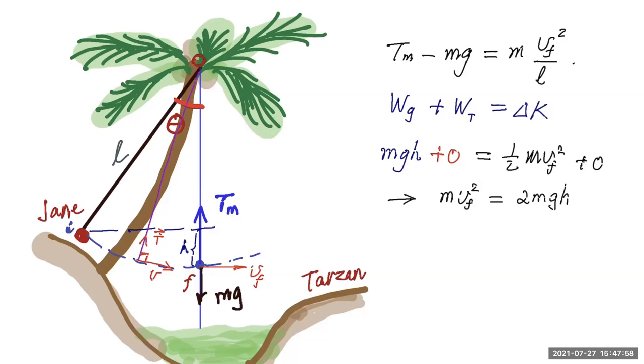Now plug that into the first equation, okay? So what do I get? I get T maximum equals what? Move that mg to the other side, so mg plus what? mv squared over L. mv squared is 2mgh, okay? And then divided by L.